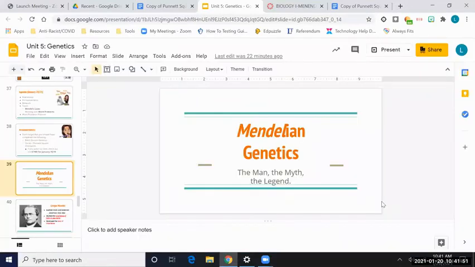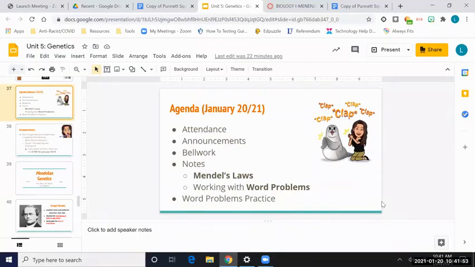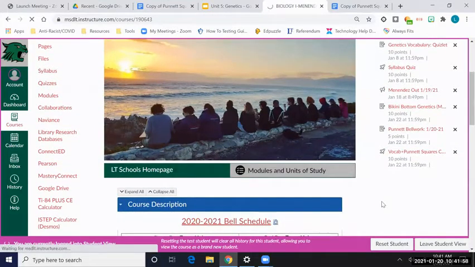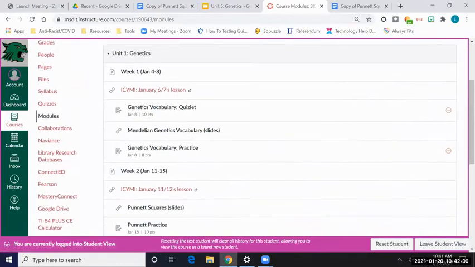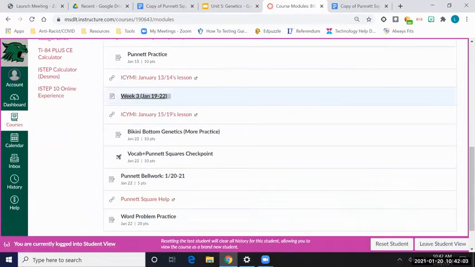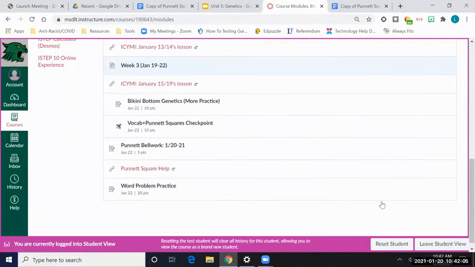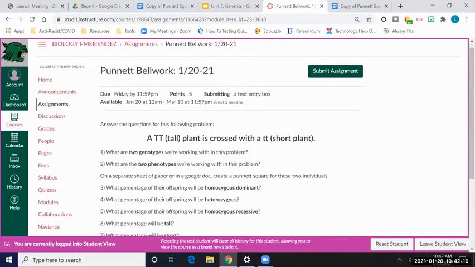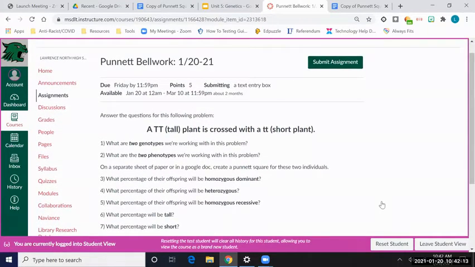So the first thing is the bell work. When you go to Canvas, you're going to go to our modules and scroll all the way down to week 3, because that's where we're in. It's going to be Punnett Bell Work 1/20 to 21st, so today's date. All of the questions that I'm going to ask are going to be about this problem that's in bold at the top here: a tall plant is crossed with a short plant.